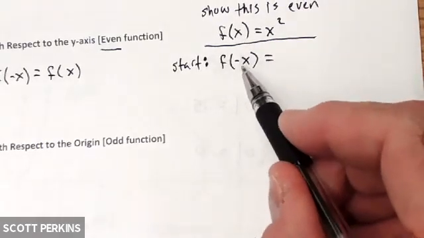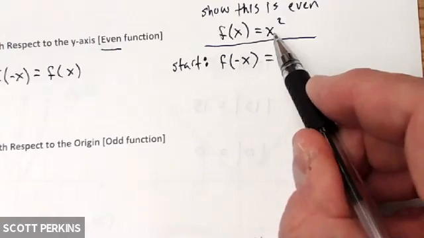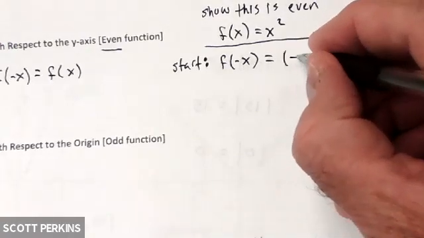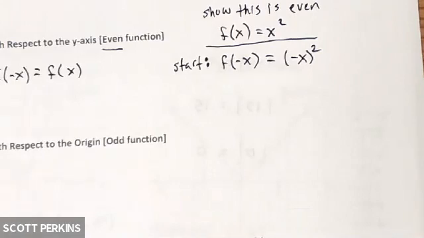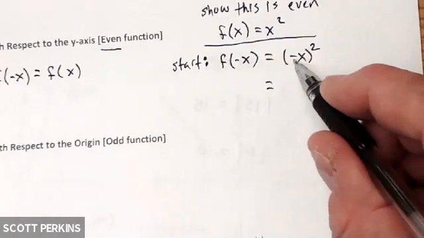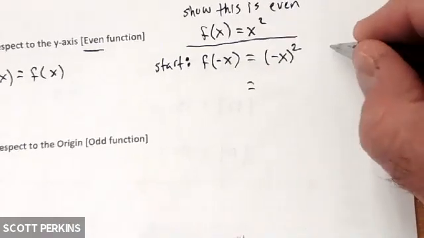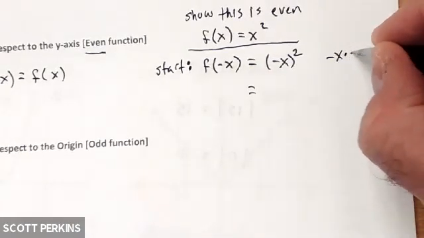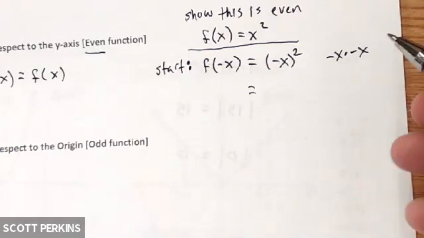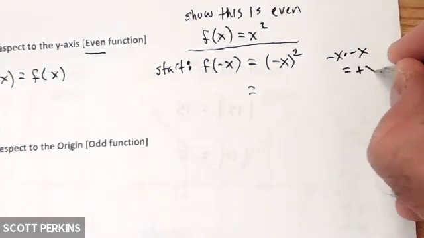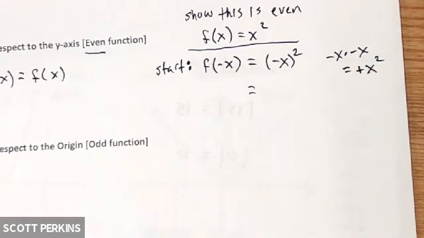What I'm doing is plugging a negative x back into this function right here. And so that means I've got negative x squared. Mathematically, this is arithmetic. What happens when I square a negative? I'm just going to write this over on the side just in case anybody forgets this later. A negative x times a negative x is going to be a positive x squared. And so I'm just going to write x squared here.